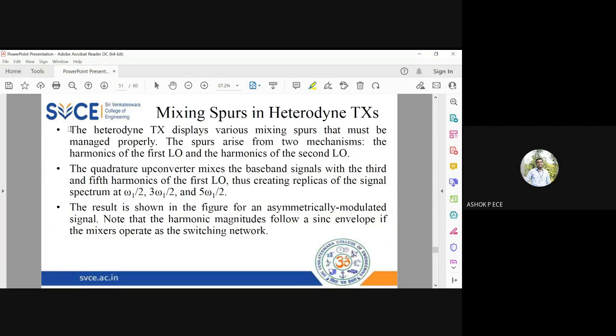So it has serious spurs coming from the LOs. So we have seen that. Since you have two LOs, the spurs are going to cause a serious issue. And since we are operating at omega 1 by 2, the spurs can create replicas of the signal at omega 1 by 2, 3 omega 1 by 2, and 5 omega 1 by 2, which will lead to the envelope of the signal being asymmetrical.